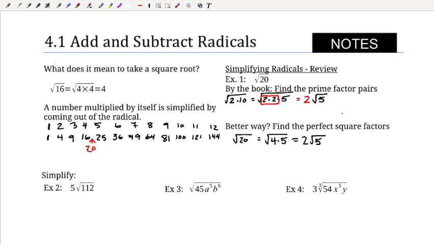You can do it with the prime factor pairs. Either way, you should get the same answer. So let's take a look at a few examples. Example number 2: 5 times the square root of 112.